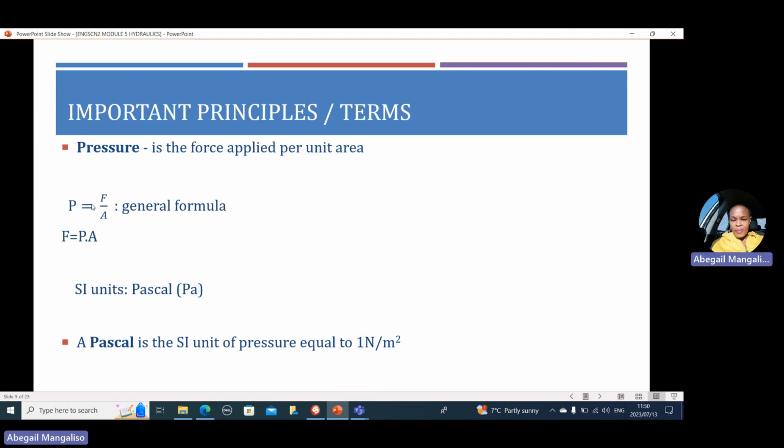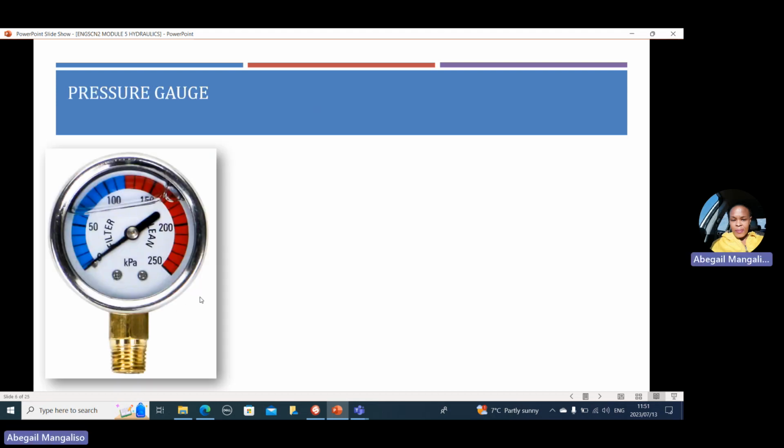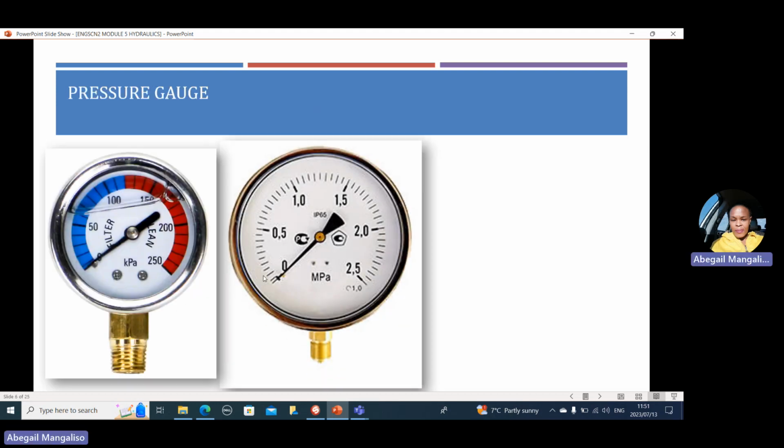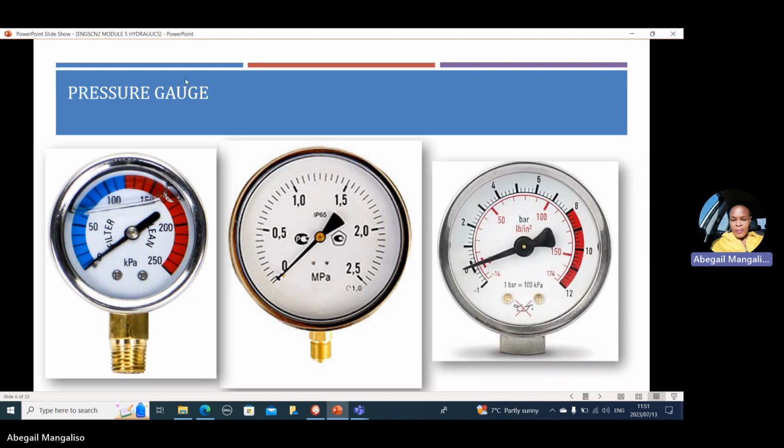From this general formula, when you make force the subject and cross multiply, the force will be equal to PA, and this is called the force of pressure: pressure multiplied by area. An instrument that is used to measure pressure is called a pressure gauge. Maybe you've seen this pressure gauge at a fill-up station that indicates the pressure inside the tire.